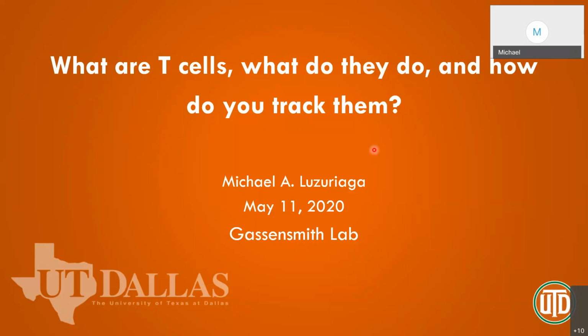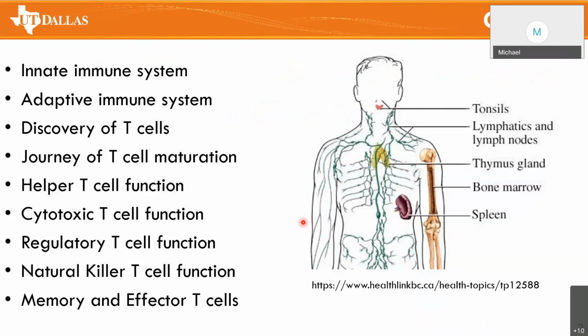My name is Michael, and today we're going to be talking about T cells, their functions, and how do you track them. Okay, cool. So in this presentation, we're going to talk a little bit about the innate immune system. We're then going to go on to the adaptive immune system. We're going to talk about the discovery of T cells and the journey of T cell maturation. We're then going to focus on helper T cells, cytotoxic, regulatory, natural killer, memory, and effector T cell functions.